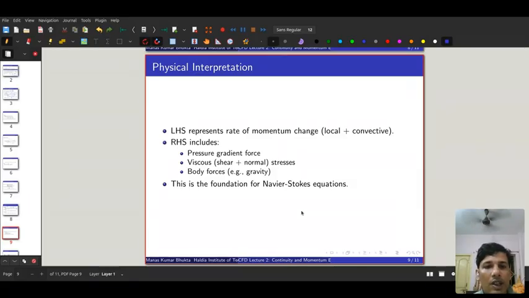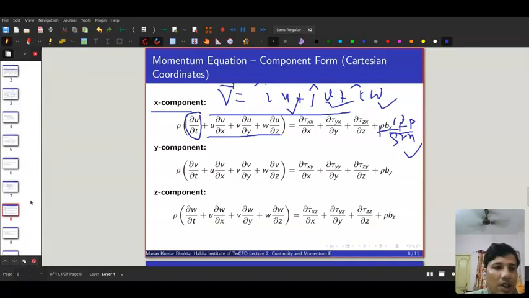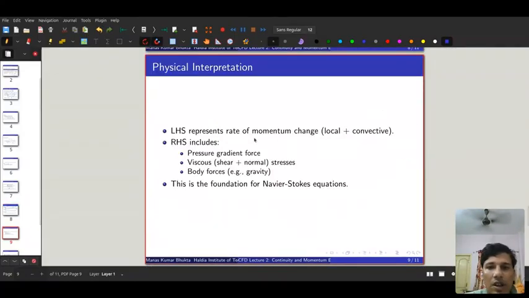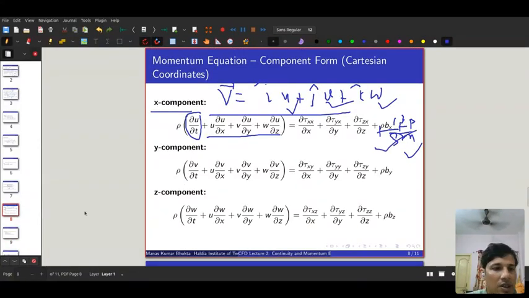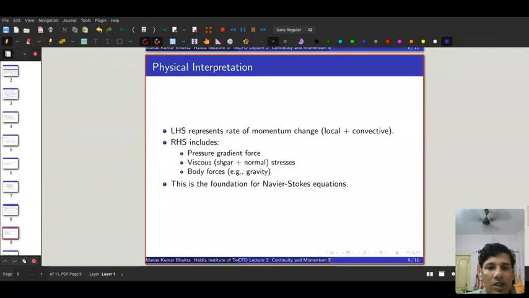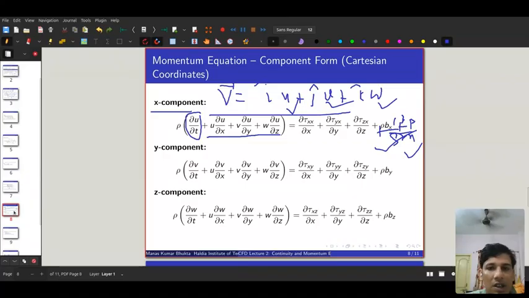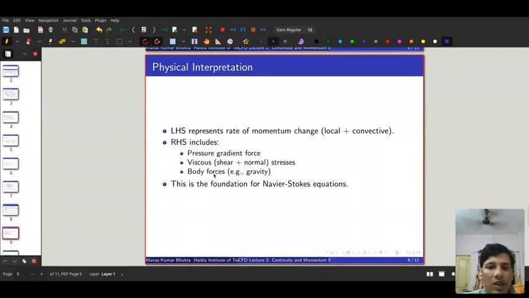Obviously, the left hand side part you already discussed here. This is the local derivative, along with the convective terms. On the right hand side, the pressure gradient force we have already put in here. We have added this term. And the viscous terms, the shear and normal stresses. Here you will see the normal stresses xx, yy, and zz. These are all normal terms, and these are the shear terms, the shear stresses. And the only body force is gravity. So this is the foundation of the NS equation, that is the Navier-Stokes equation.